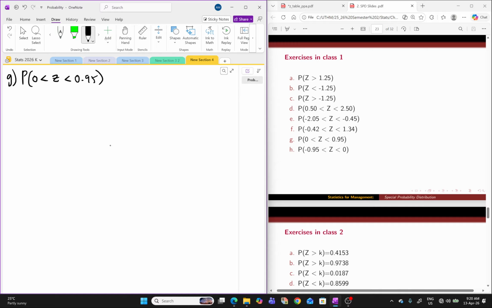Alright, so you're going to submit that to me later. Okay, copy the question, how to draw this? Zero is here, 0.95 is here. You have to find the shaded part from 0 to 0.95. I'll give a hint, then you try. It's okay, copy first.